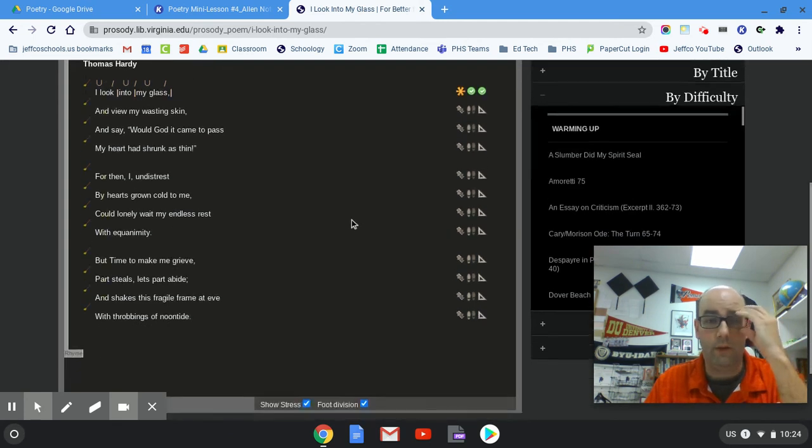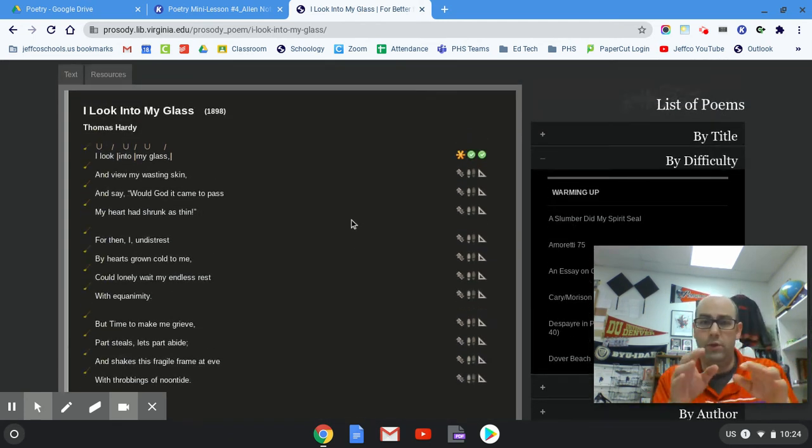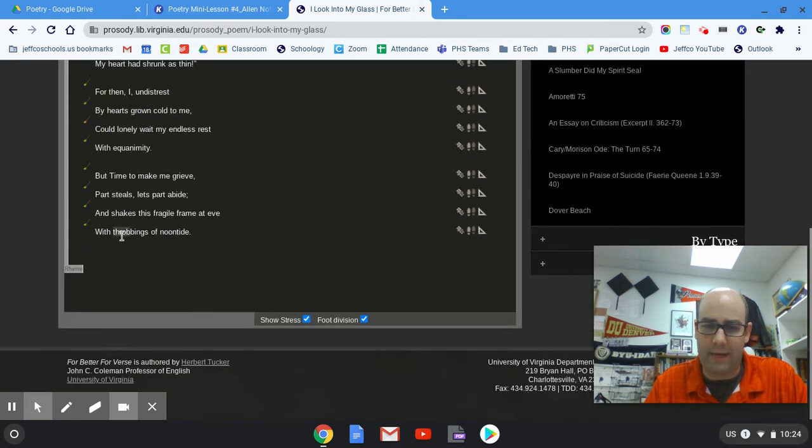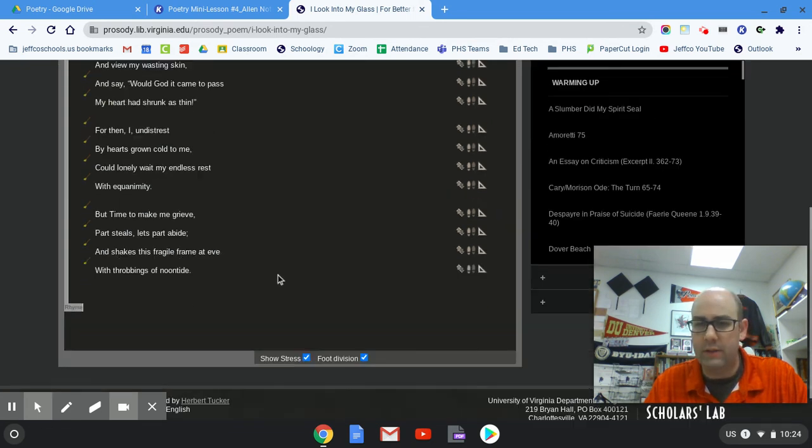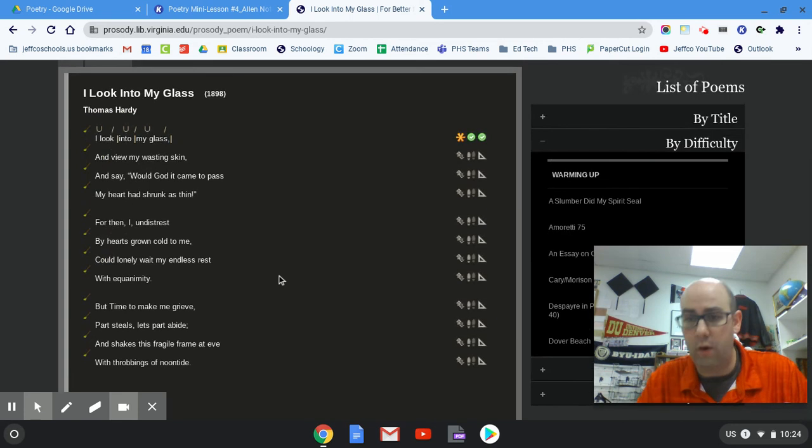So I want you to go on your assignment and try this poem. I do know that there are a couple errors in a couple lines. I believe it's this line right here, my heart has shrunk as thin. And then I believe the very last line has an error in this poem. So I want you to get the majority of green check marks. I want you to be careful, though, because there are a couple spondees in this poem.